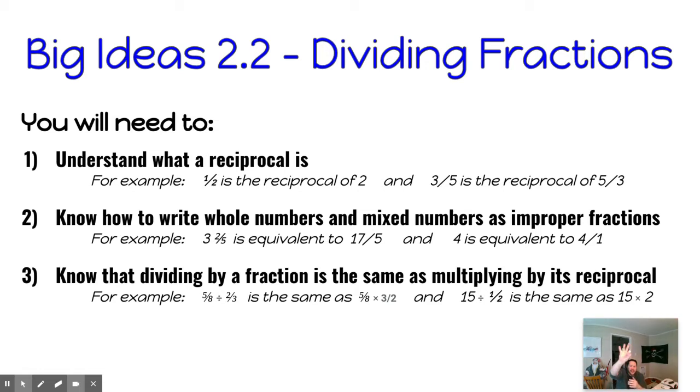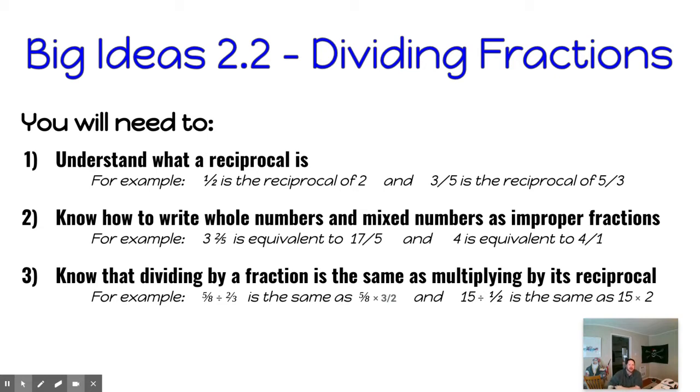You'll need to know three things. Number one, you have to understand what a reciprocal is. What? That's a new word. Reciprocal is a fancy way of saying flipped over fraction. So for example, the reciprocal of a half is 2. The reciprocal of 3/5 is 5/3.